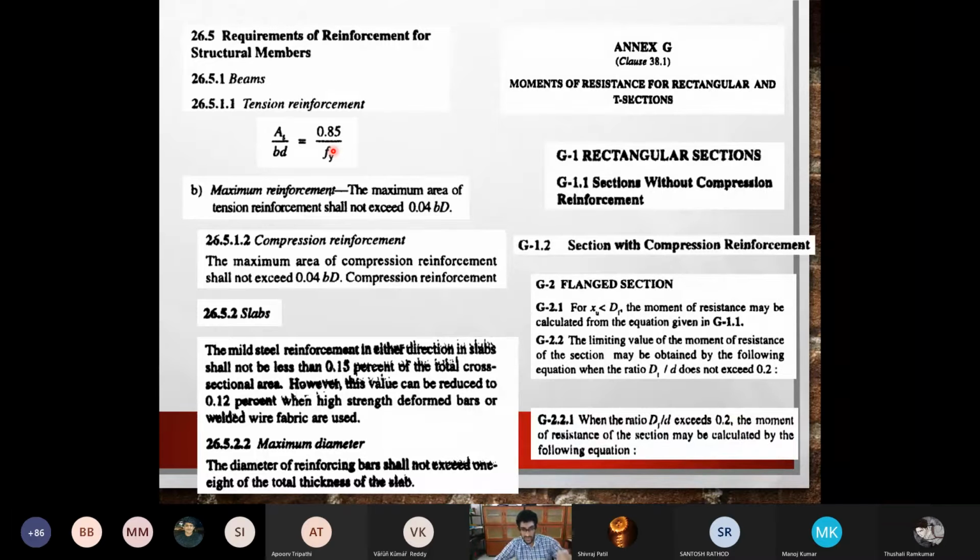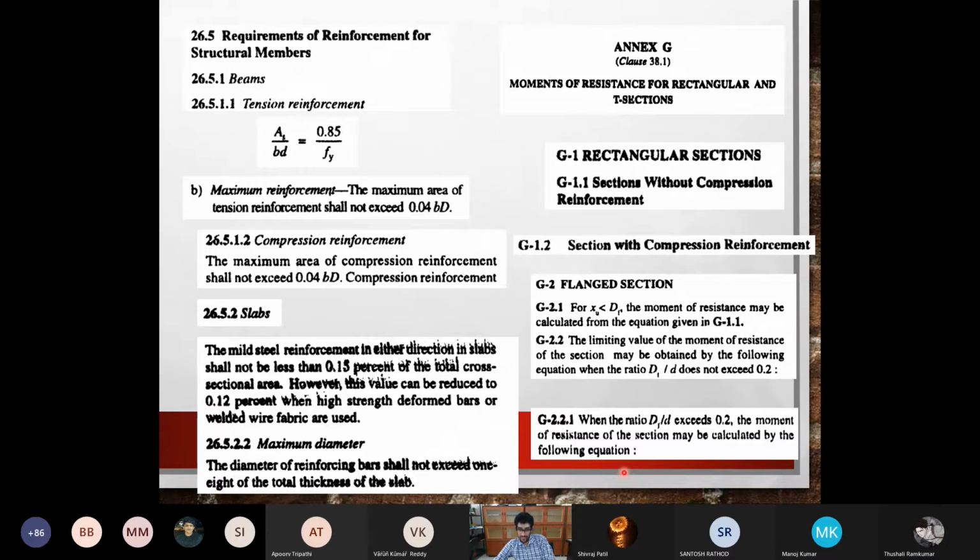It's easy, I don't think I need to go back and show you how to do it. It's just a check whether 0.85 BD by Fy is satisfied for whatever AST you calculate. So this is flange sections. XU less than DF. In the code book also these are given. You can probably open the code book and look through these 2 equations. Okay. So there I told you 2 things.